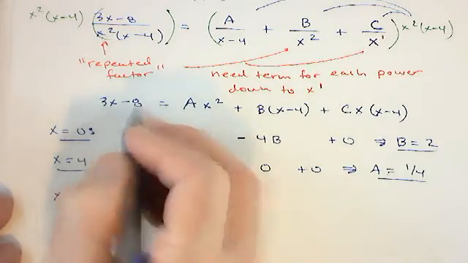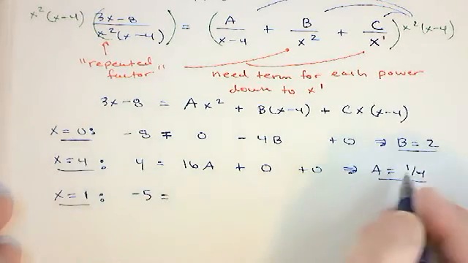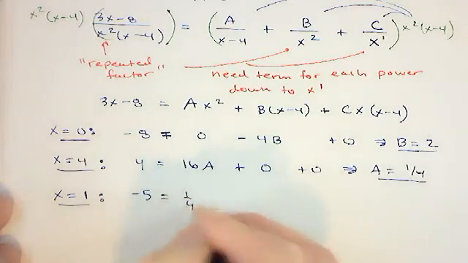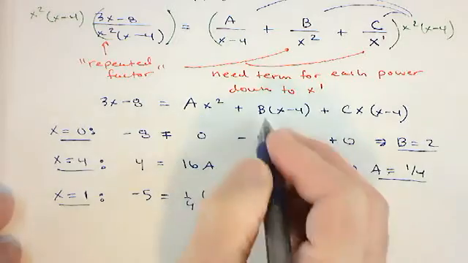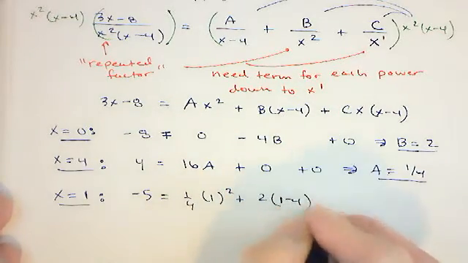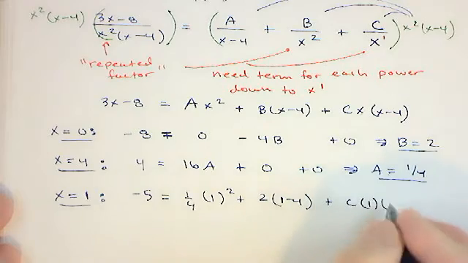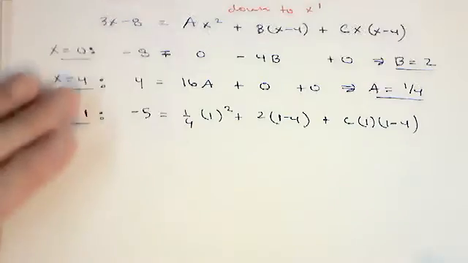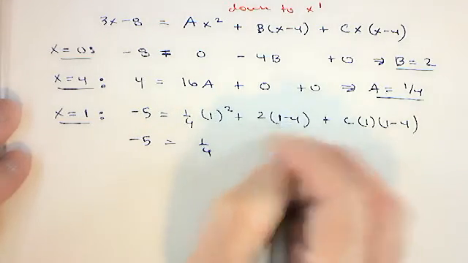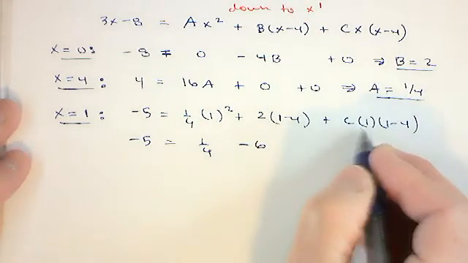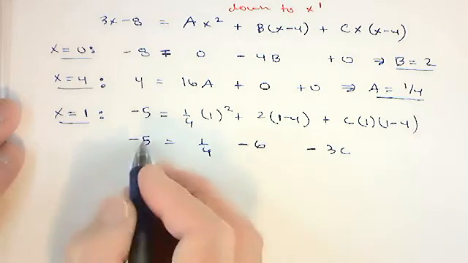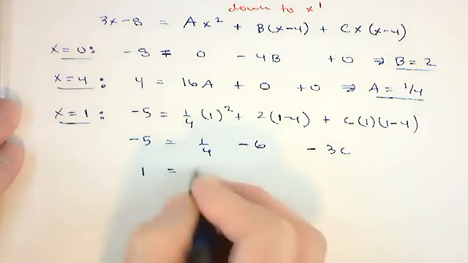3 times 1 minus 8 would give me negative 5. And remember that you know A and you know B. So A is 1/4 times 1 squared. B is 2 and x is 1, so that's 1 minus 4. C times 1 minus 4. We're going to have to do a little algebra here, but we'll figure this out. 2 times negative 3 is negative 6. This is going to be minus 3C. If I add the 6 over here, that is 1.